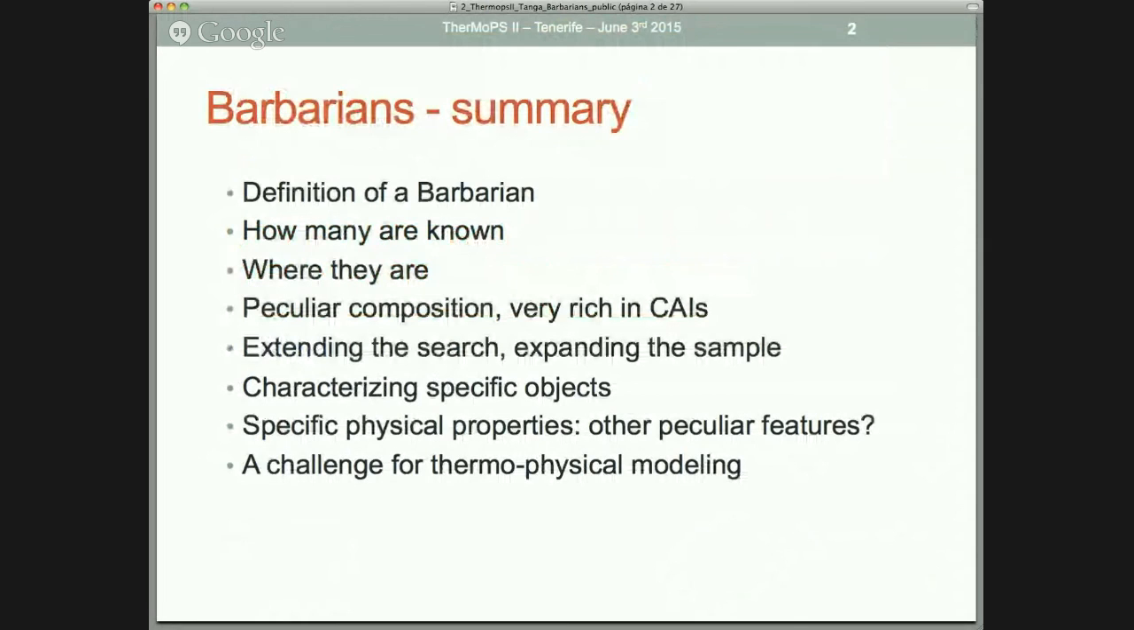I will give you a census of how many are known today, where they are hiding in the belt, and why we think they have a peculiar composition, very rich in refractory inclusions. Then we are extending the search for them, I will show some preliminary results, the characterization of some specific objects, specific physical properties, something peculiar which we don't understand very well, and the challenge for thermophysical modeling in the end. So what is a barbarian?